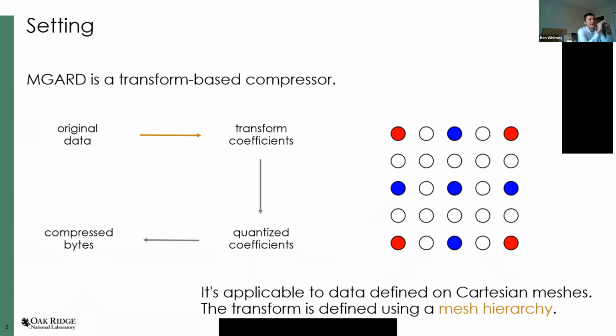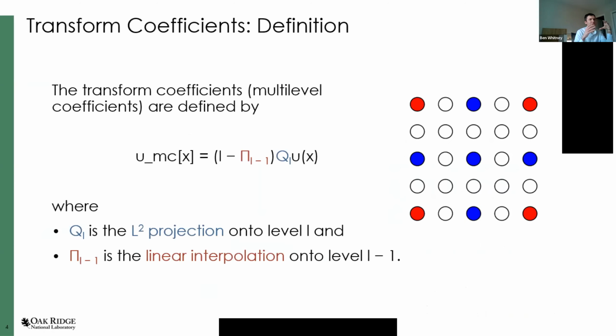And then before MGARD does anything, it defines a hierarchy of nested subgrids. So you start with all the colors, and then red and blue would be the intermediate resolution grid, and then the red nodes alone would be the coarsest grid. Okay, so now I want to talk about how we use that grid hierarchy to define our transform. The transform is defined level by level, the levels being the levels in the mesh hierarchy.